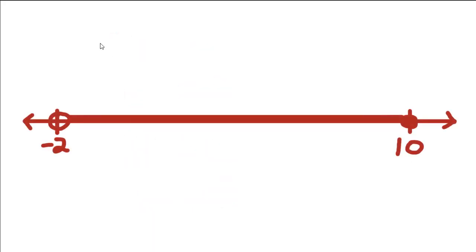So here we have a number line describing the interval of numbers from -2 to +10. Notice that there's an open circle at -2 indicating -2 is not included, but 10 has a closed circle indicating 10 is included. So we're going to write this now in interval notation.